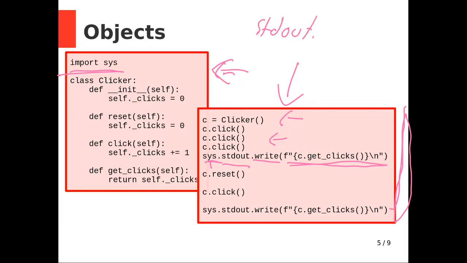stdout.write does not put a line ending at the end, so I have to explicitly put a newline. Printf, that's just print, does. With print, I wouldn't need this thing right here. It would put it there automatically. With stdout.write, I have to remember to do that myself.